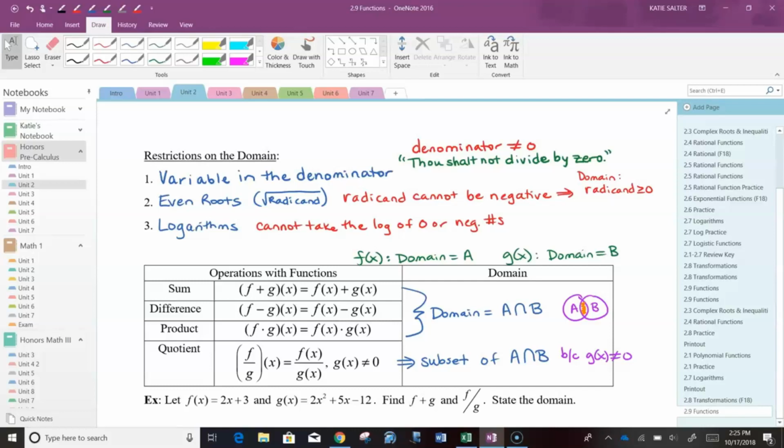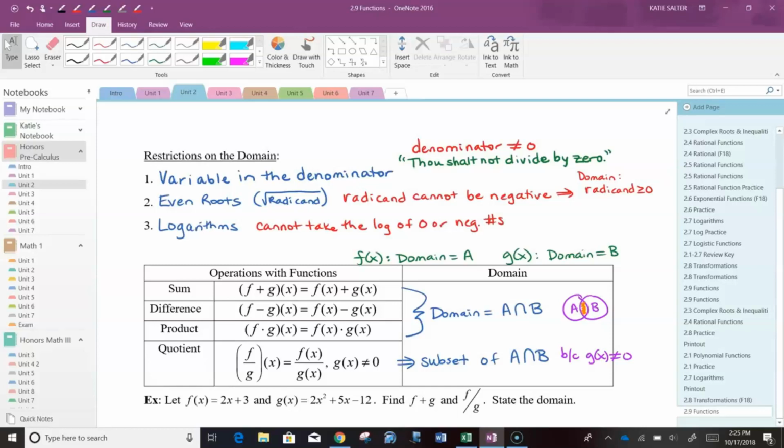The second situation is if we have even roots. In other words, like a square root. We know that we cannot take the square root of negative numbers in the real number system. So any value that would make the radicand, or whatever's inside the square root, negative, cannot be in the domain. To figure this out, just take what's inside your square root or fourth root or any even root and set it greater than or equal to 0, and then work the inequality out to figure out what you are allowed to have for your domain.